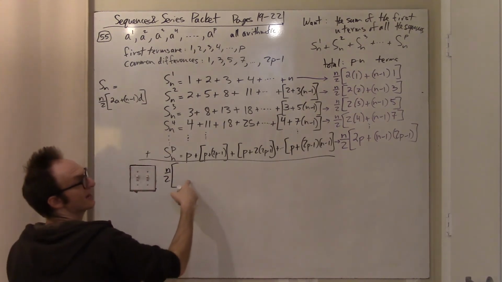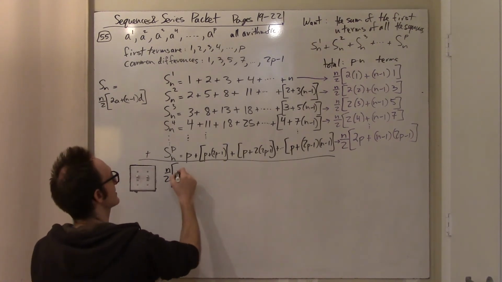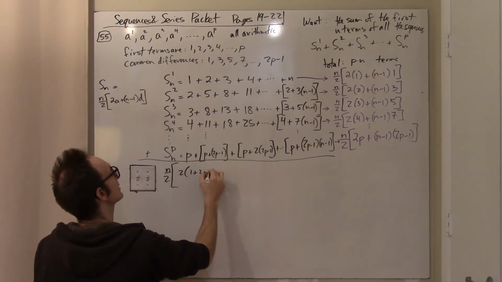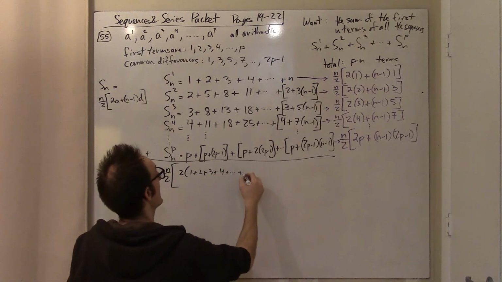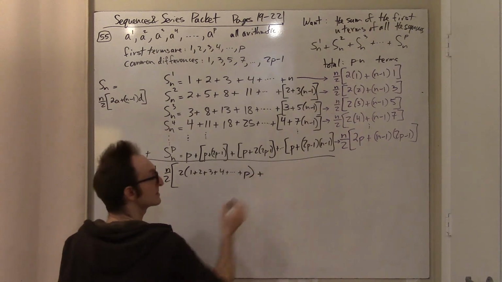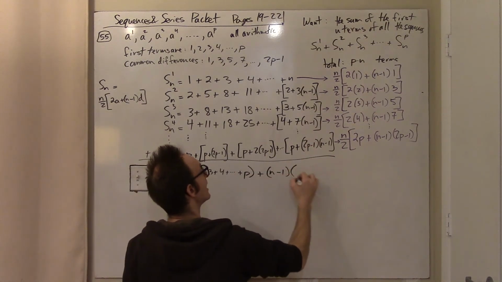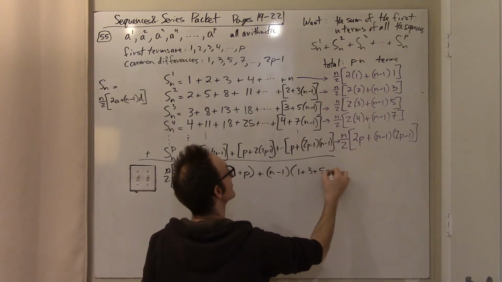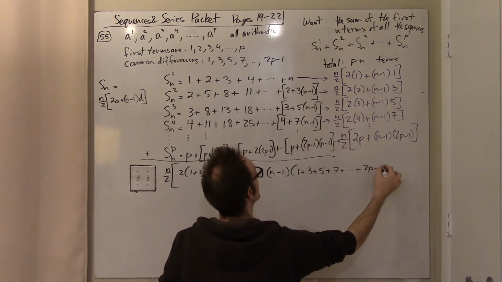Trying to decide how much to skip, how many steps to skip. Well, I think you guys can handle this. It's going to be 2 times 1 plus 2 plus 3 plus 4 plus all the way up to p, plus factoring in n minus 1 out of what remains, I'm left with 1 plus 3 plus 5 plus 7 all the way up to 2p minus 1.